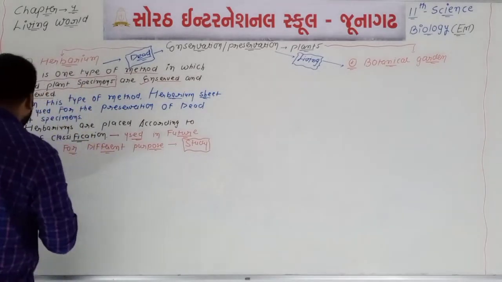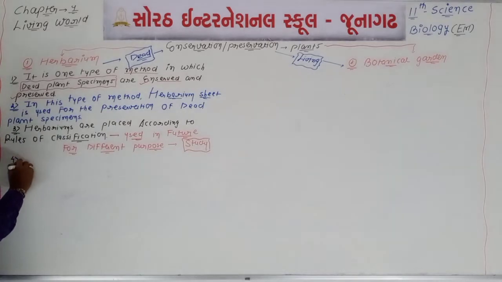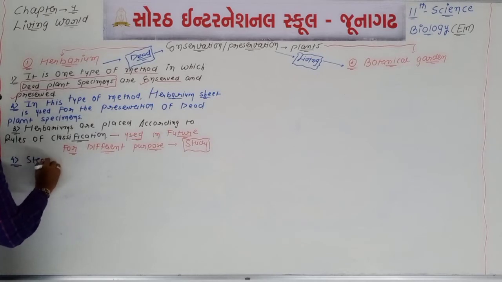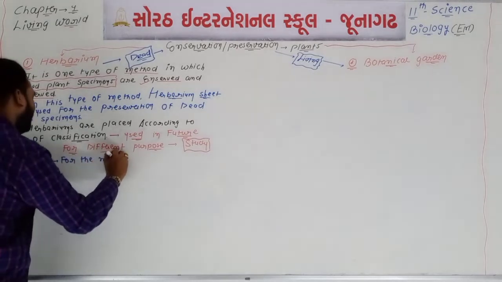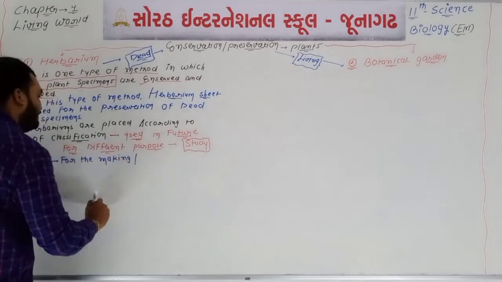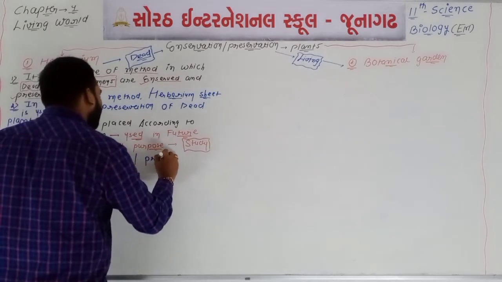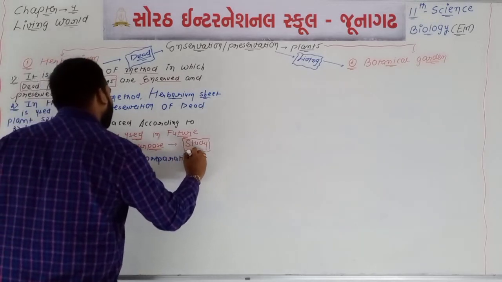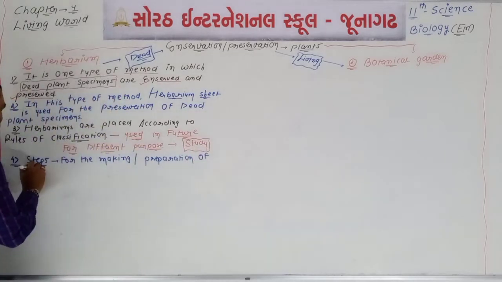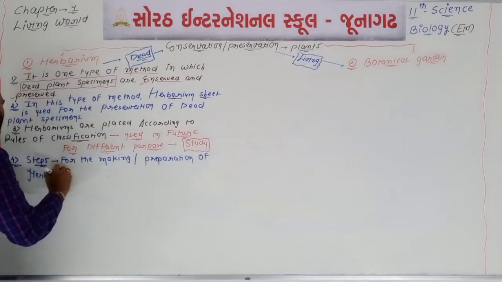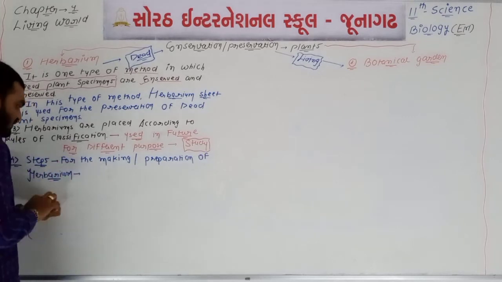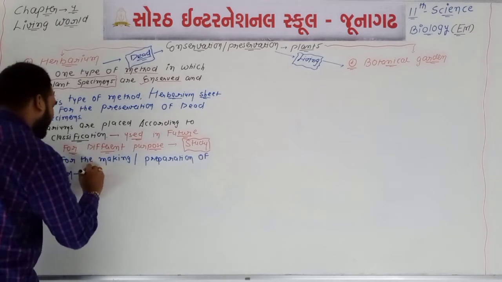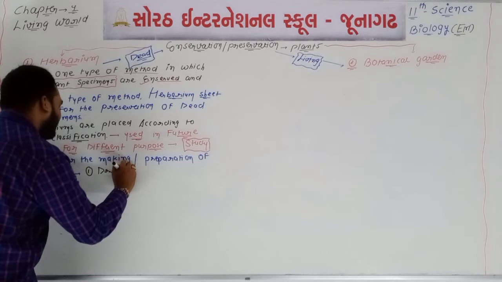Now if we write about point number 4, in point number 4 we can say that different types of steps are there for the making, or for the preparation, of herbarium. Different types of steps are there for the making of it. The first one, we can say, is the drying. So first step is drying.